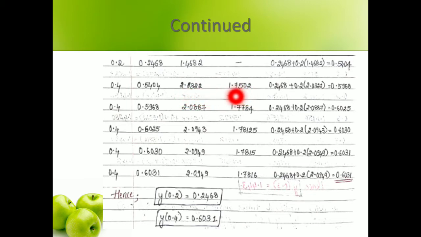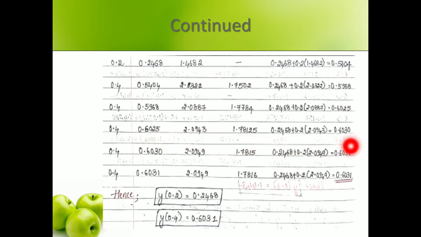Mean slope will be 1.7502, and your new y value will be 0.5968. Take it in the next iteration. 0.4, 0.5968. Y dash will be 2.0887. Mean value will be 1.7784, and your new y value will be 0.6025. Carry that in the next iteration.